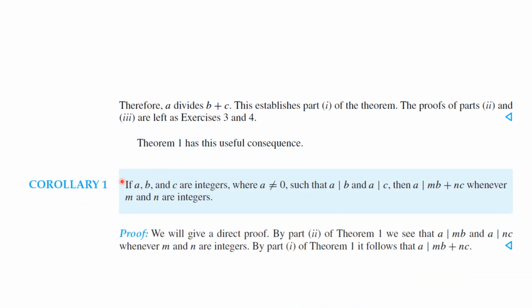Now, the theorem does have a useful consequence, and it's this corollary. If a, b, and c are integers, where a does not equal 0, and such that a divides b and a divides c, then a divides mb plus nc whenever m and n are integers. And so the direct proof again is that if a divides mb and a divides nc when those are integers, then a divides the sum of those two because those are still integers.